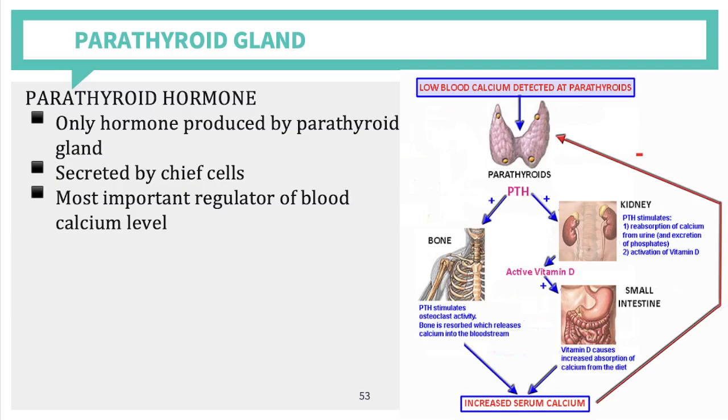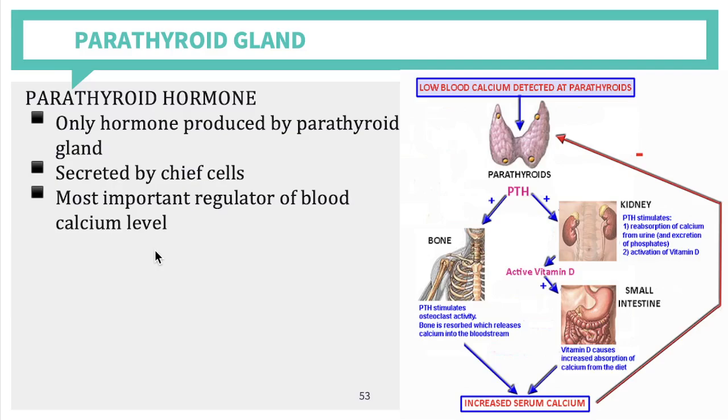So how about your parathyroid hormone? What's the function of your parathyroid hormone? Parathyroid hormone is the only hormone produced by the parathyroid gland. Again, please take note of this one. It is being secreted by your chief cells. This is a very important regulator of your blood calcium level.